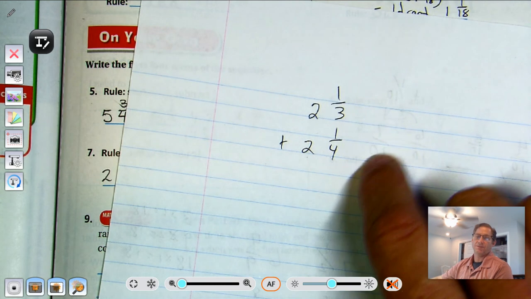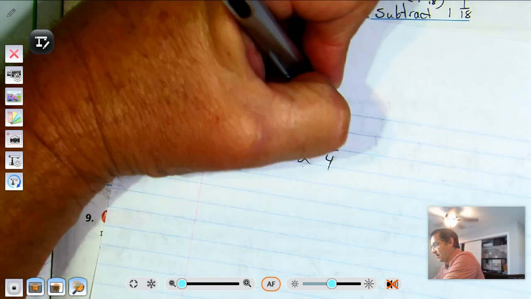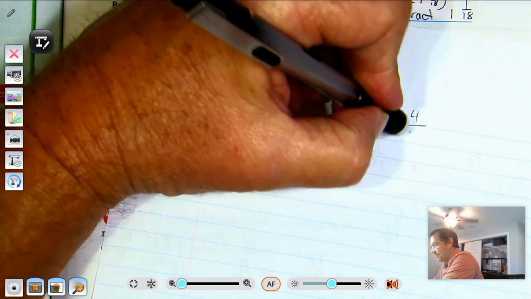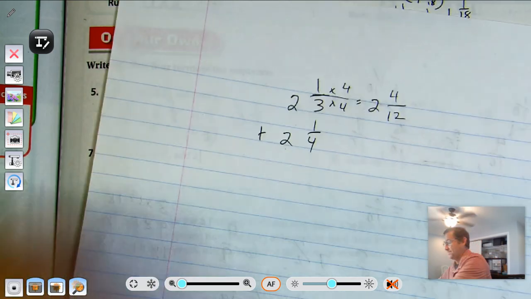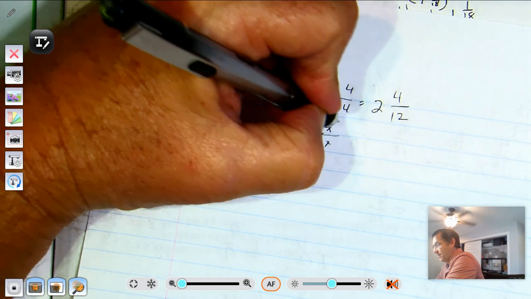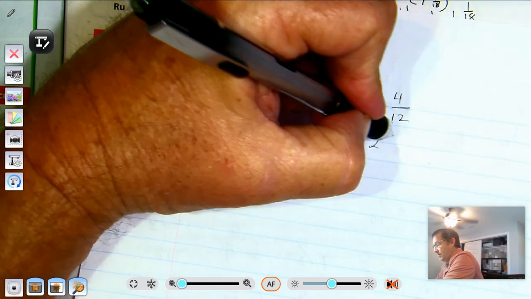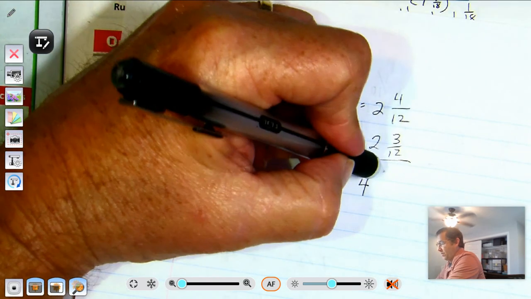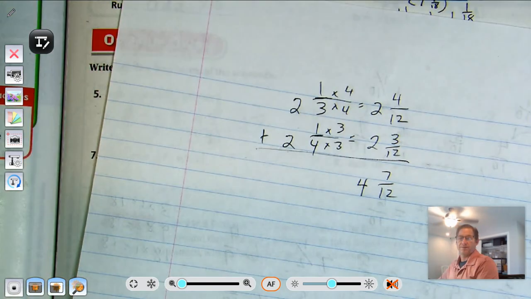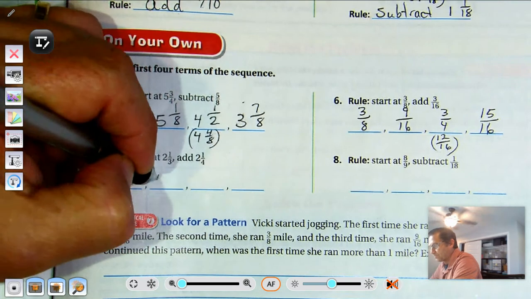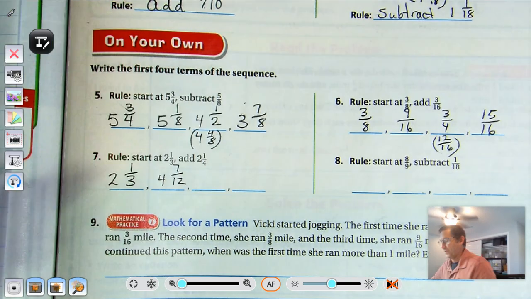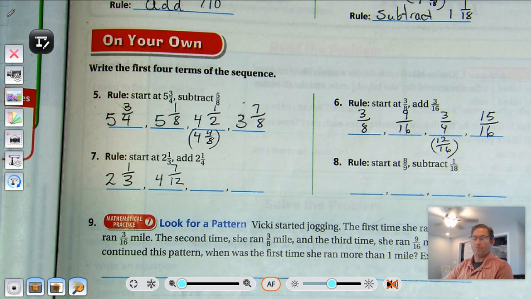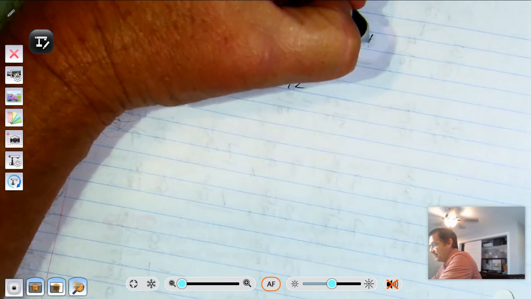Well, 3 is prime, so let's just multiply 3 times 4 to get a common denominator. All right, 2 4/12. Multiply the fourths by 3, and we'd wind up with 2 3/12. So we add that together, we get 4 7/12. Okay, so 4 7/12, and now we're going to add 2 1/4 to that.